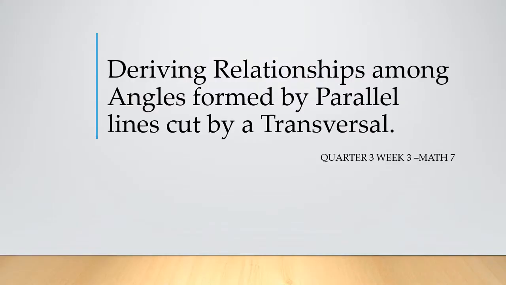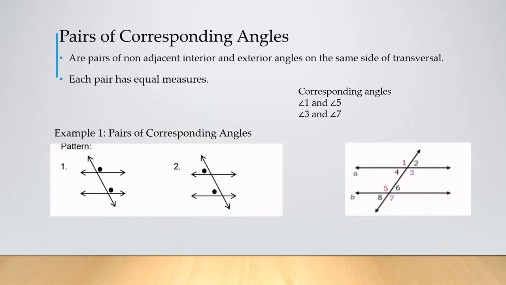Our topic for this week is deriving relationships among angles formed by parallel lines cut by a transversal. The first one is the pairs of corresponding angles. So these are pairs of non-adjacent. Pag sinabing non-adjacent, hindi magkatabing angle.